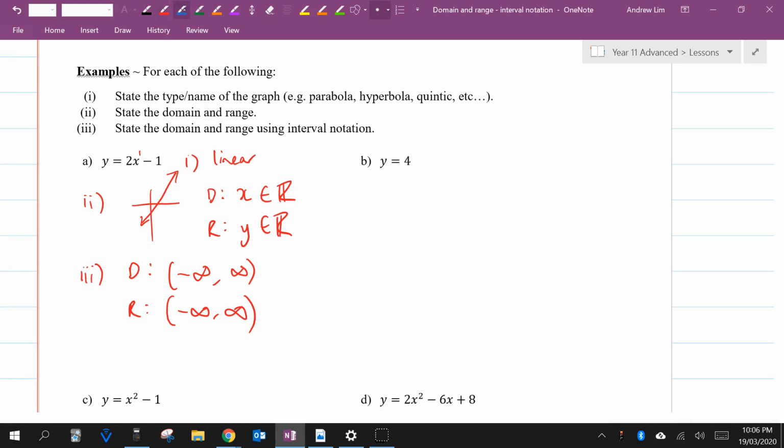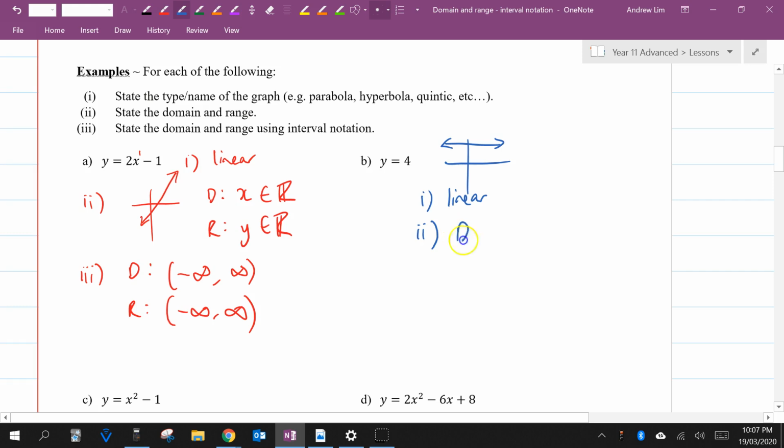Okay, question B, y equals 4. It might be best to always just graph it first to see what you think it will look like. y equals 4 is probably around here. Okay, straight line, so we know this is linear. Here's a horizontal line.